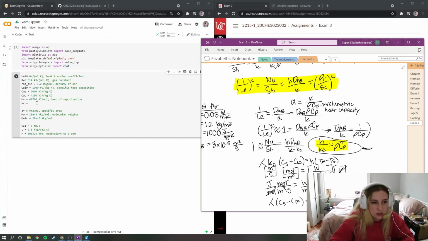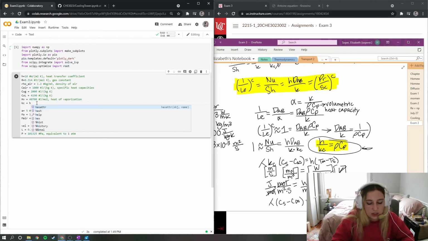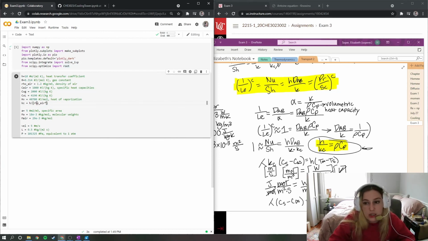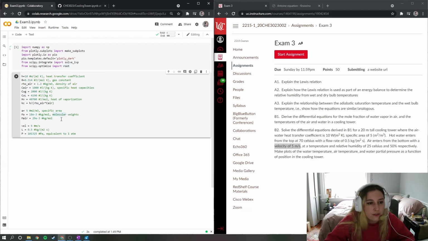So let's do that. Equals heat transfer coefficient, which we already defined, so that's 10, divided by the density, so rho air, that's what we called it, times the specific heat capacity of the air, so C air. Cool. And then now that we have that defined, what else do we need to add?